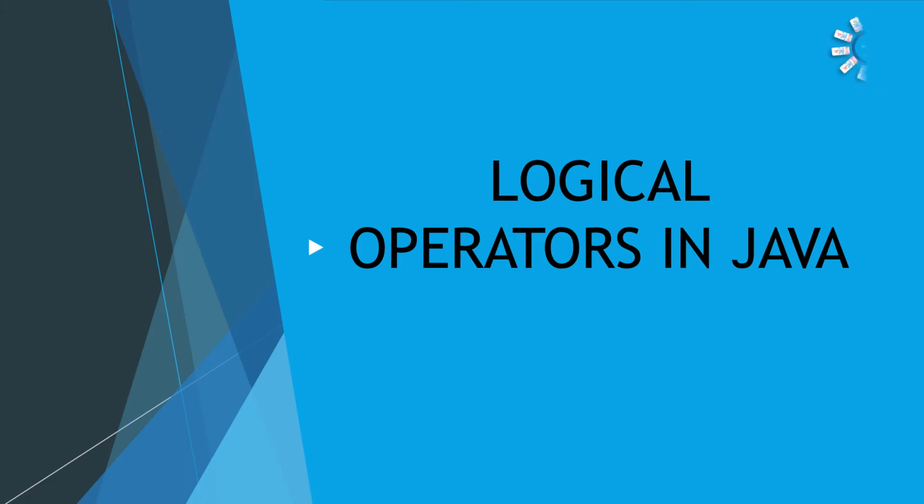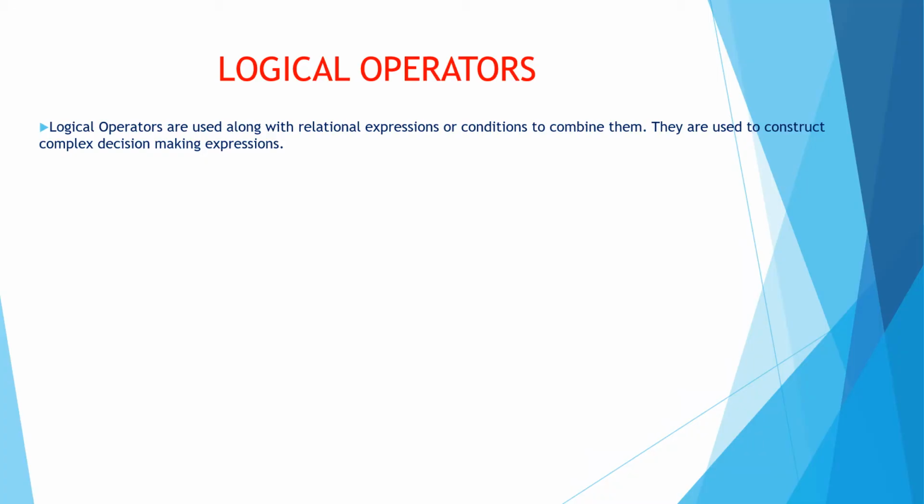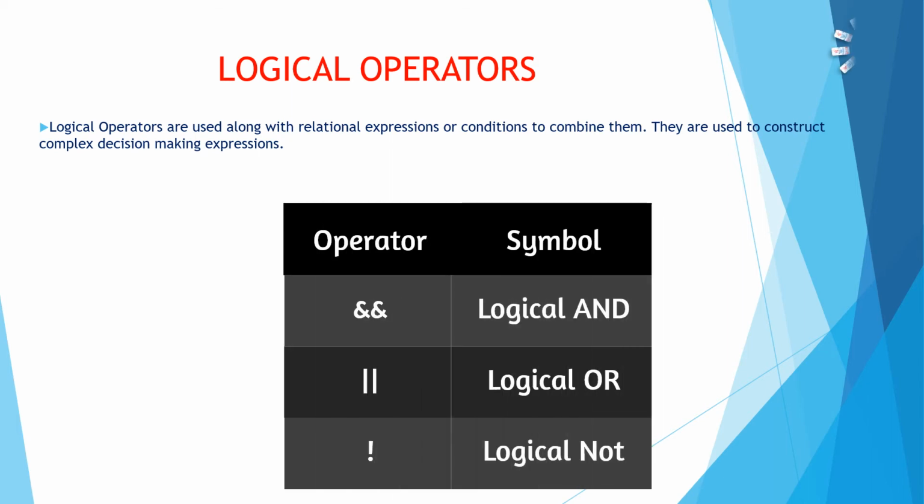Next is logical operators in Java. The logical operators are used along with relational expressions or conditions to combine them, and they are used to construct complex decision-making expressions. The return type of the logical operators is Boolean, that means true or false. When we have two or more relational expressions and we have to get the combined result, we use the logical operators. The logical operators in Java are logical AND, two ampersand signs, logical OR, and logical NOT. The logical OR sign you can find above the enter key, among the special keys.